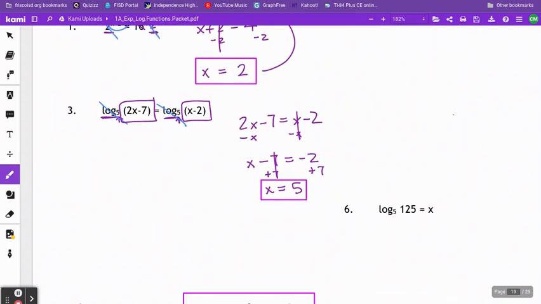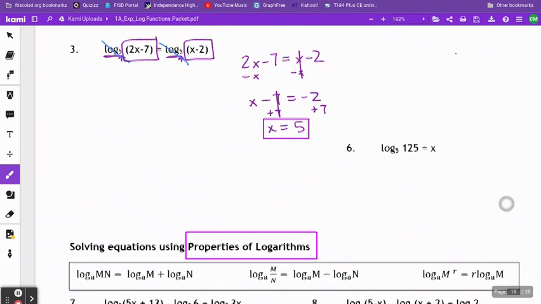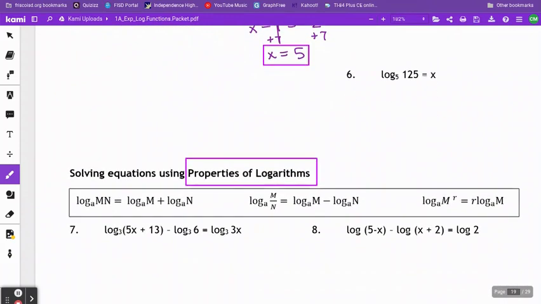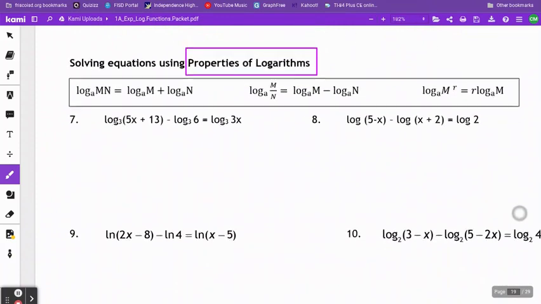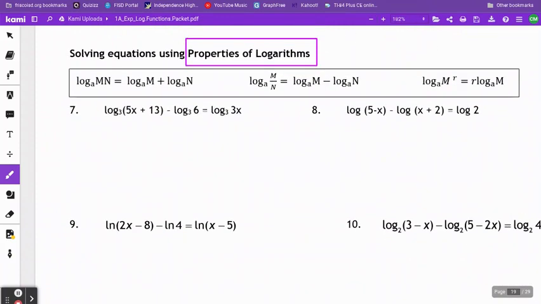So we've already been solving equations using that one-to-one property. Now we're going to go a step further. In the last class we learned about the other special properties for logarithms. Now we're going to use those properties in order to solve equations.